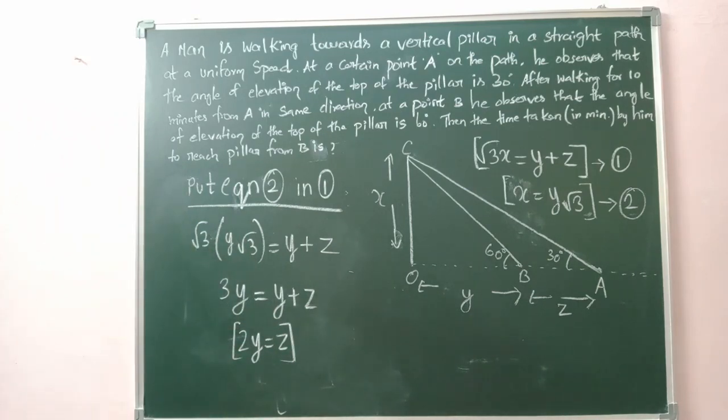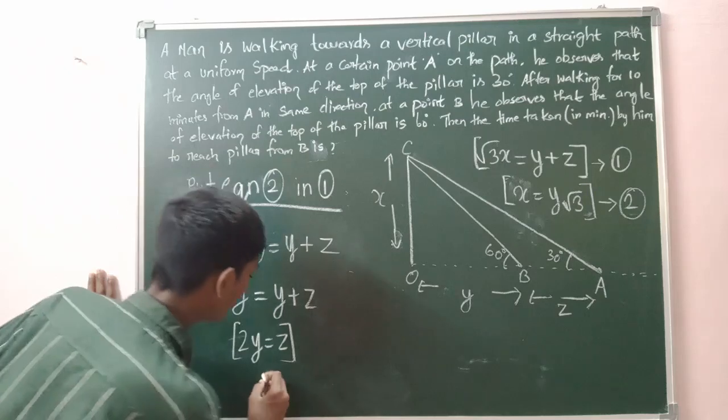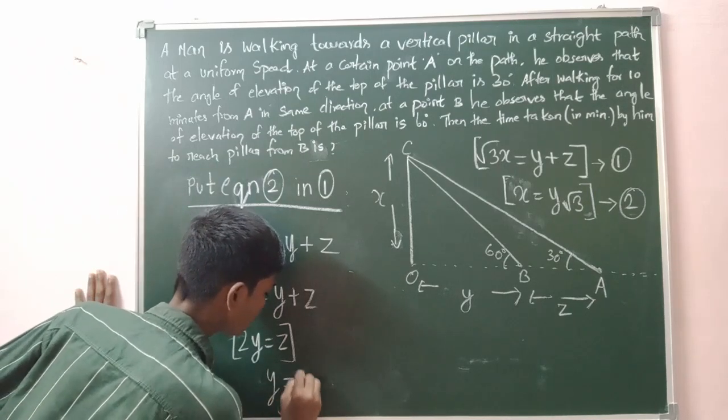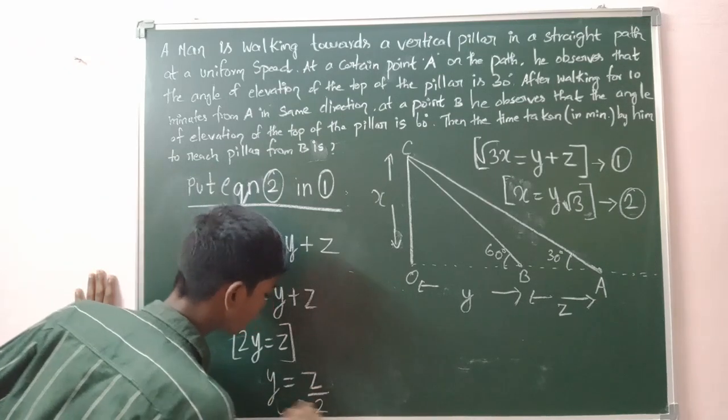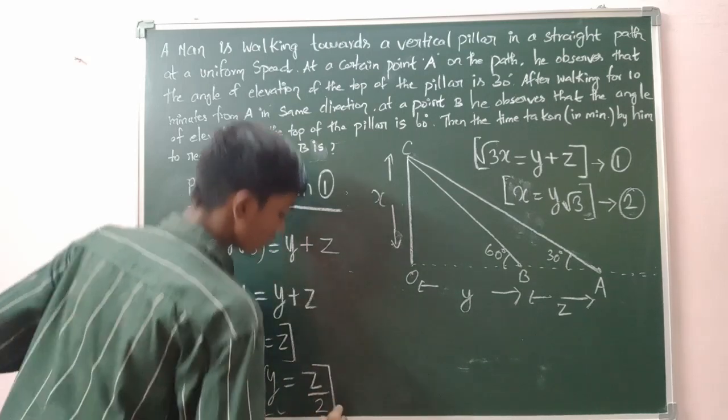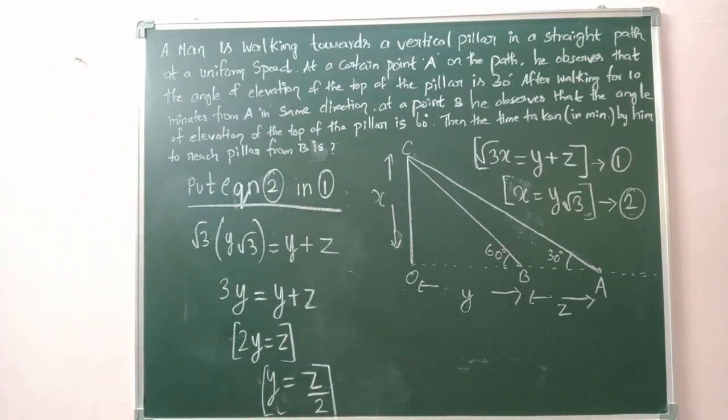And now people, if 2y is equal to z, what will be your y value? Your y will be z by 2. Just by solving the basic simple equations, we got to know that y is equal to z by 2. Correct or not? And now listen to me very, very carefully.